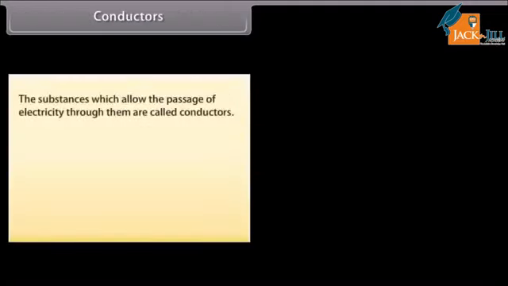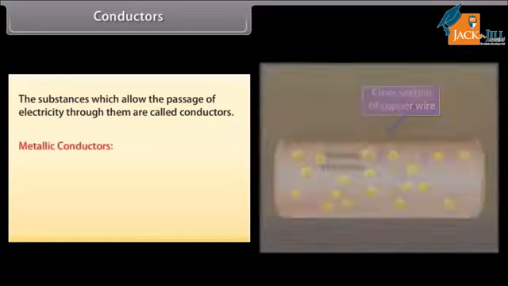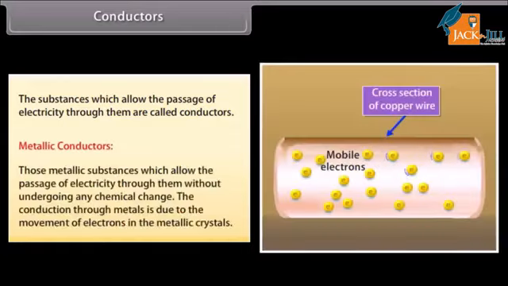Conductors. The substances which allow the passage of electricity through them are called conductors. The conductors can be classified into two categories: metallic conductors and electrolytes. Metallic conductors: those metallic substances which allow the passage of electricity through them without undergoing any chemical change. The conduction through metals is due to the movement of electrons in the metallic crystals. For example, copper and silver.